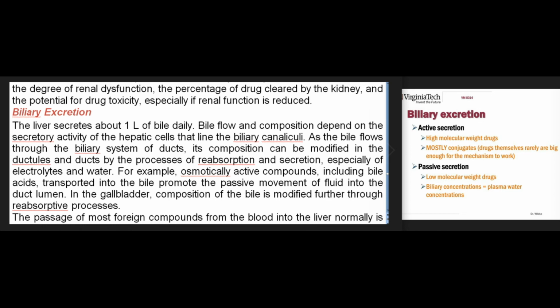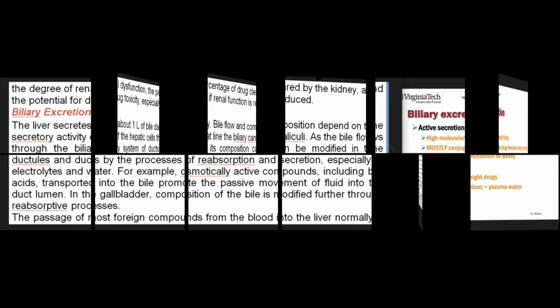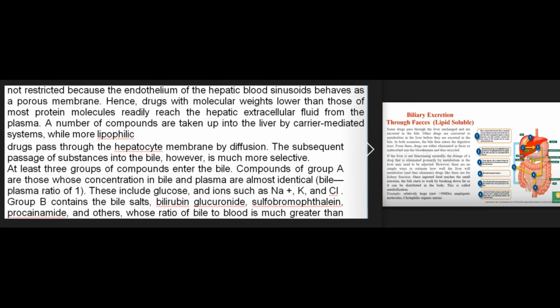The passage of most foreign compounds from the blood into the liver normally is not restricted because the endothelium of the hepatic blood sinusoids behaves as a porous membrane. Hence, drugs with molecular weights lower than those of most protein molecules readily reach the hepatic extracellular fluid from the plasma. A number of compounds are taken up into the liver by carrier-mediated systems, while more lipophilic drugs pass through the hepatocyte membrane by diffusion. The subsequent passage of substances into the bile, however, is much more selective.